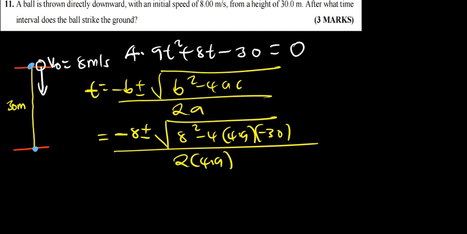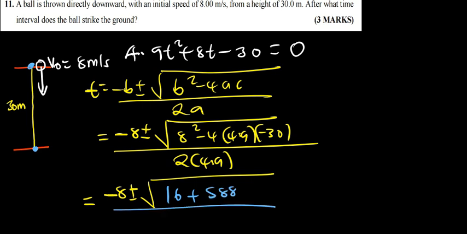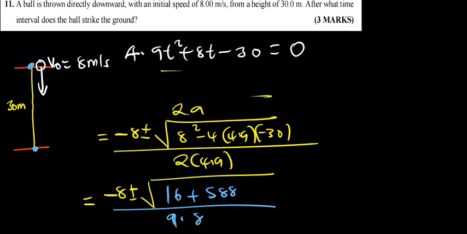So what I'm going to have here is negative 8 plus or minus the square root of 8 squared, which is 16. Negative and negative will give me plus, so I have 4 times 4.9 times 30, which is 588. I divide that by 2 times 4.9, which is 9.8. Then I'll continue from here.